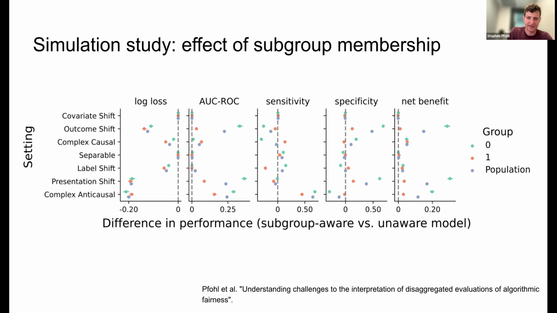Here what we can see is that this is the case for all settings except covariate shift and the separable case, similar to what I showed you for the calibration curves. And you can see something similar for AUROC. I also want to point out that the sensitivity and specificity can change in either direction, and the direction of the change in one often corresponds to a negative change in the other. However, if we look at net benefit, which combines the two metrics, the results of net benefit are directionally similar to what we observe for the log loss.